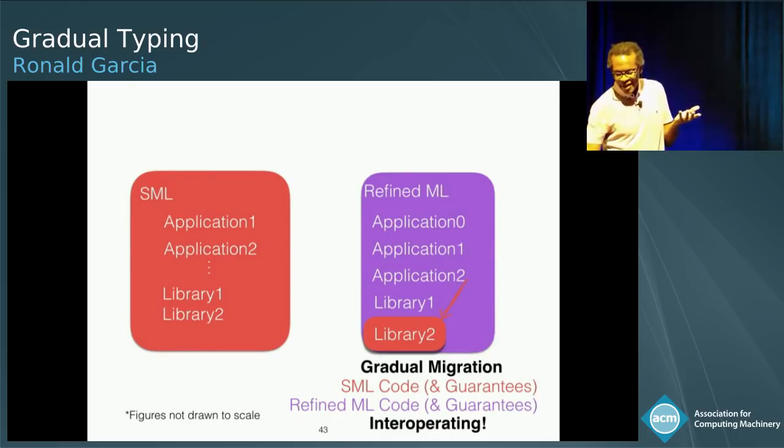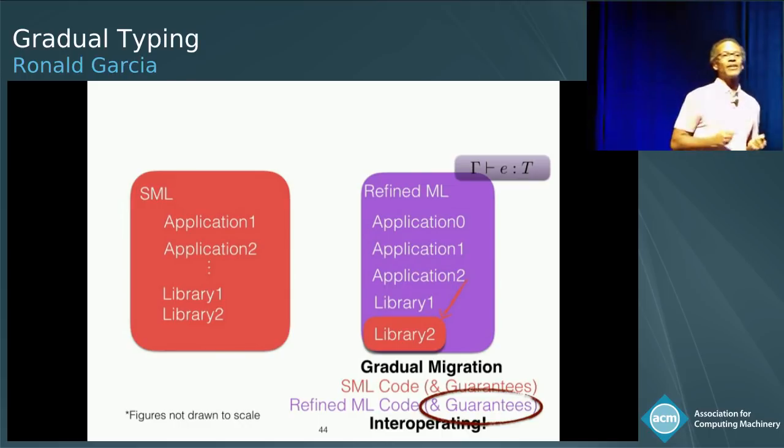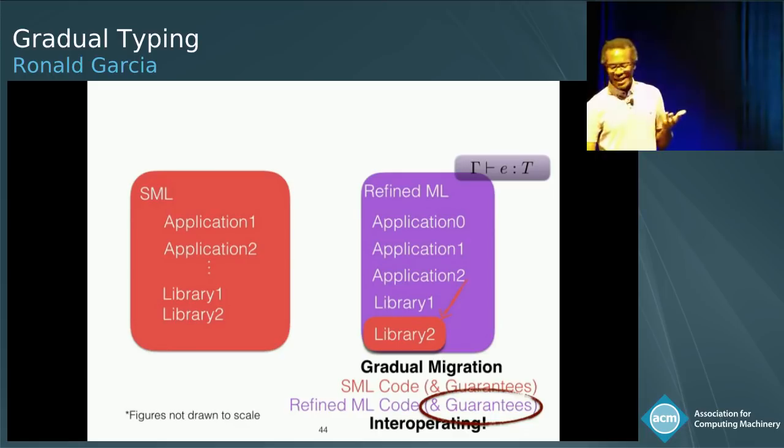But then on the other hand, we have to consider, what about the guarantees of the refined ML type system, the thing that we know and love and really wanted to appreciate? So things get more complicated here.